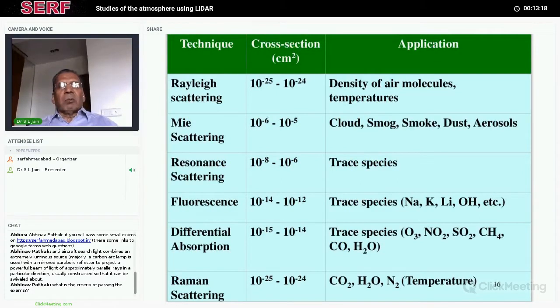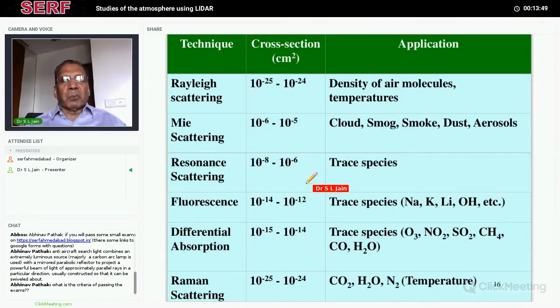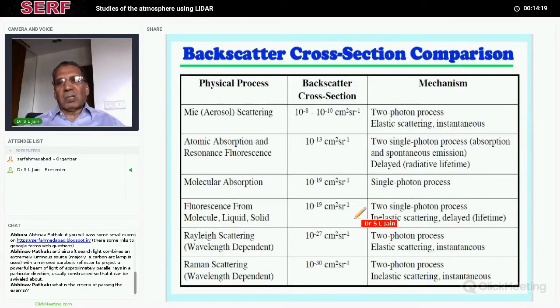Then to see the sensitivity of these processes, you have to look at the cross section per centimeter square per steradian. Rayleigh scattering has 10 to the minus 27 to 10 to the minus 24, and it is used for the density of air molecules and temperature. Mie scattering is 10 to the minus 8 to 10 to the minus 6, and that is for clouds, smoke, dust, and aerosols. Resonance scattering, for terrestrial species, is 10 to the minus 23 to 10 to the minus 14. Fluorescence and differential absorption are 10 to the minus 19 to 10 to the minus 14. Raman scattering is 10 to the minus 30 to 10 to the minus 25. Some of these are more sensitive, and this one is the least.